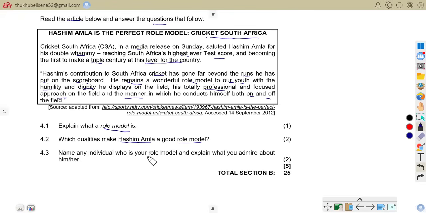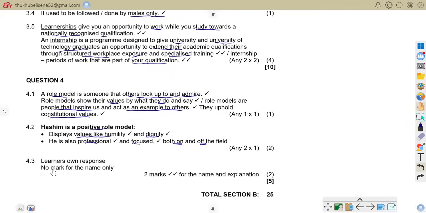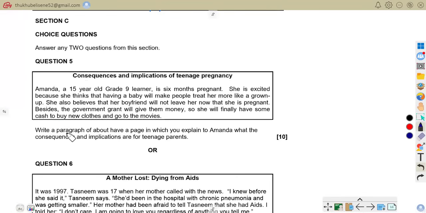Name any individual who is your role model and explain what you admire about him or her. So that one is a learner's response. There is not going to be a mark for the name only. So you have to give the reason, 2 marks for the name as well as the explanation. That is that. So now we are to go to section C. So with section B, you are to get how many marks? 25 marks. So let's quickly attend to section C.